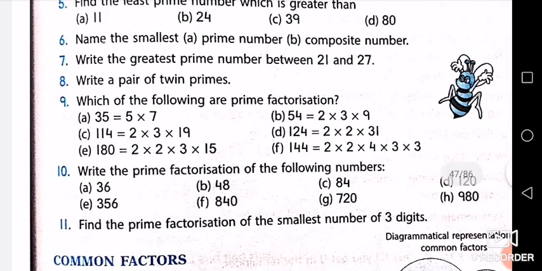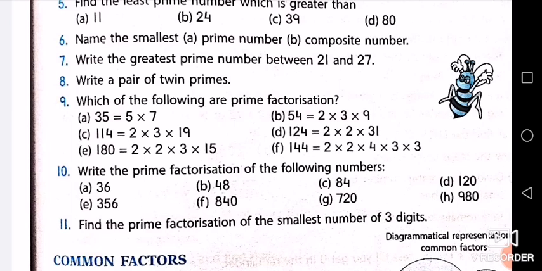which of the following are prime factorizations? Now this you have to find out whether all the numbers are prime or not. Now see in 9th A part, 35. We will get 35 by 5 multiplied by 7. Now 5 and 7 both are prime numbers. So yes, it is a prime factorization of 35.